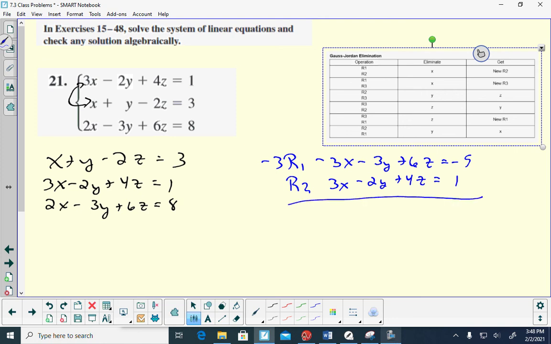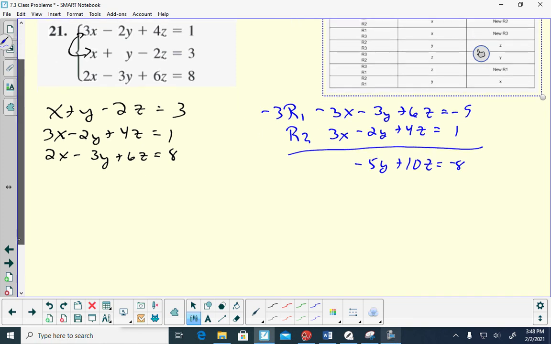So this will be 0 and then negative 5y plus 10z is equal to negative 8. So I'm writing a new system, I'm keeping row 1 the same. That's going to be my new row 2. Now I'm going to follow the pattern. I'm going to do row 1 and row 3 to eliminate the x.